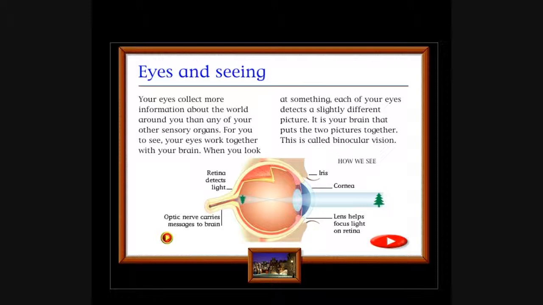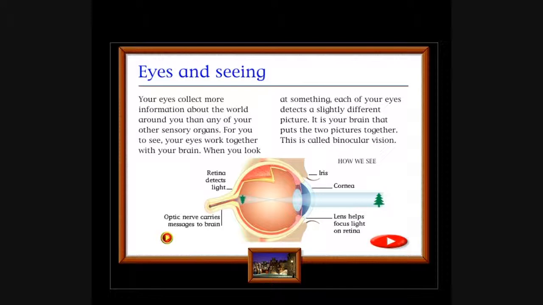Your eyes collect more information about the world around you than any of your other sensory organs. For you to see, your eyes work together with your brain. When you look at something, each of your eyes takes a slightly different picture. It is your brain that puts the two pictures together. This is called binocular vision.